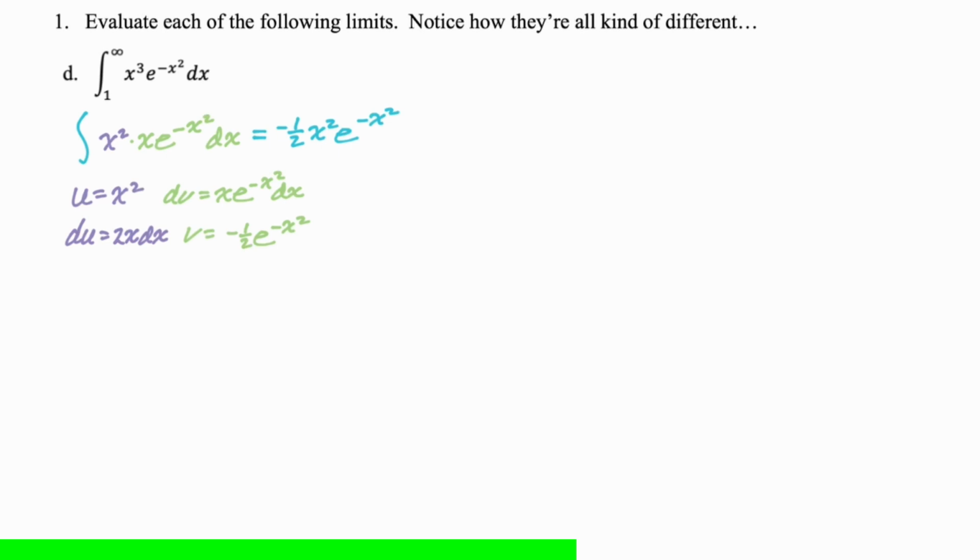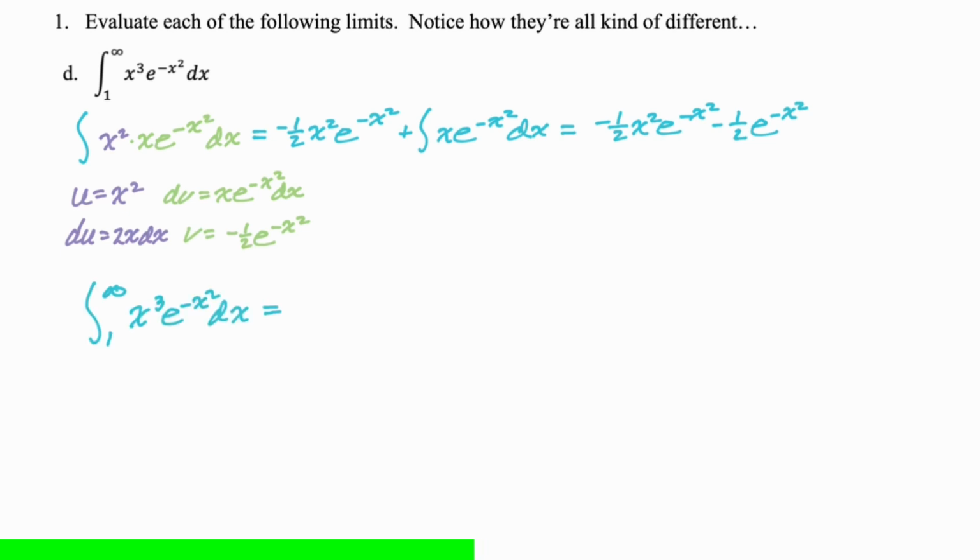So minus 2 times negative 1/2 becomes plus 1. So we just have plus the integral of x e to the negative x squared. And that we can integrate. That's basically what we had for dv before. So we still have this, and then we'll get a minus 1/2 e to the negative x squared. And then there's a plus c, but we're doing the fundamental theorem, so I'm not going to worry about that.